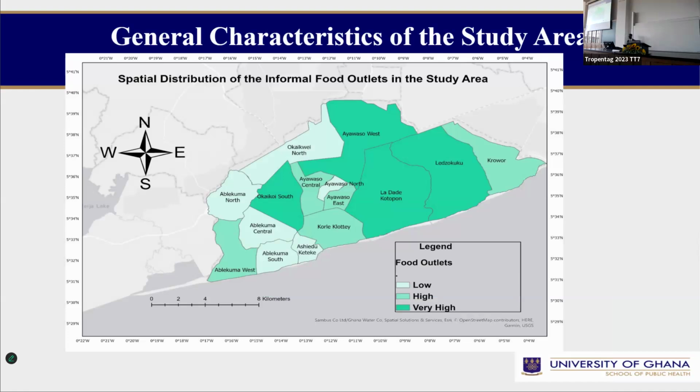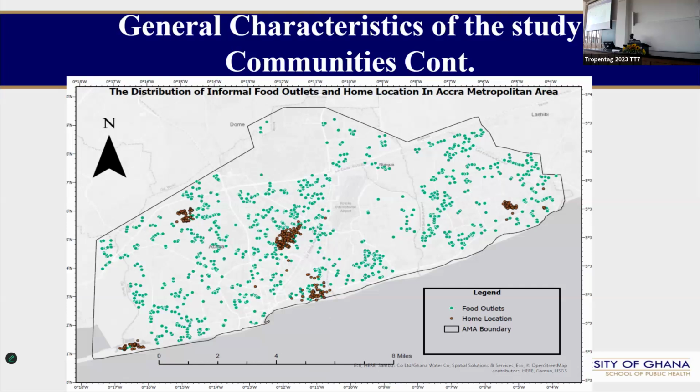Also, this is just to give you the spatial representation of the food outlets in our study area. The deep green refers to places that have much more informal food outlets. It also indicates urban poor communities because that's their major source of livelihood. So this also gives you the count. The brown count you see there is actually the home location of the study respondents, and the green that you see is the scatter of informal food outlets within our study area.